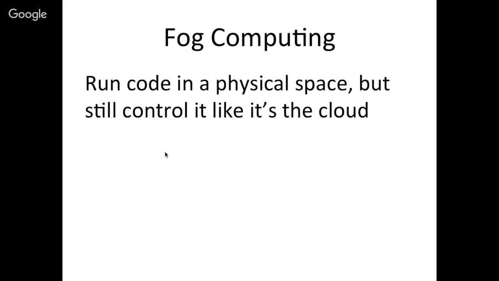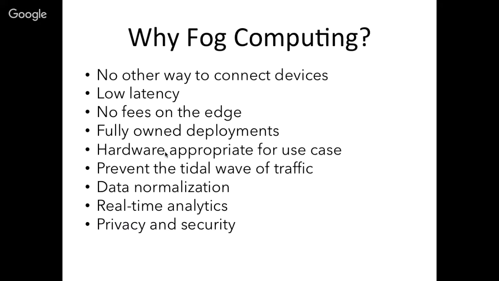So, fog computing, in essence, is just a matter of running code in a physical space, but you still want to control it as if it's the cloud. So it's kind of the best of both worlds, all of the control and flexibility of the cloud, but you have these on-edge or in-environment processing systems going on. There are some key reasons why you do this. In some cases, there's absolutely no other way to connect devices. This is the case for something like a legacy piece of equipment that talks on a serial port. So you'd add some fog computing in order to be able to talk to that, and then the fog computing can talk up to the cloud and the rest of the Internet of Things.